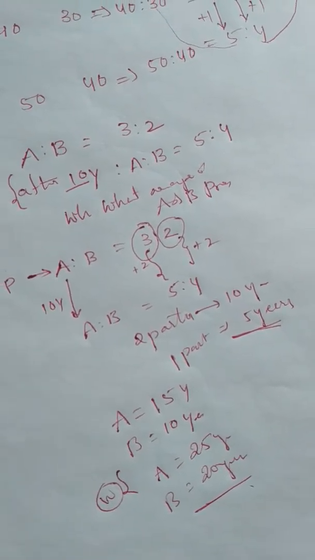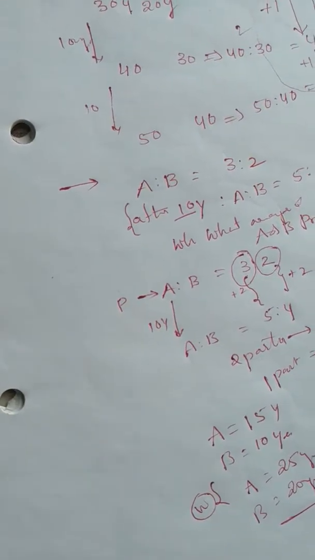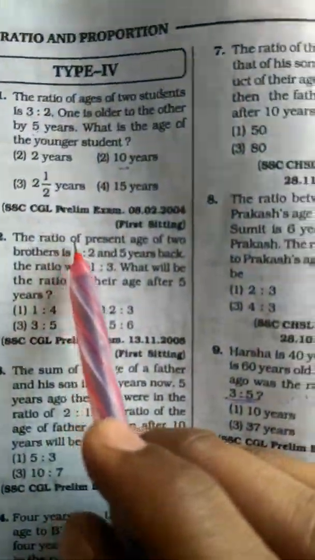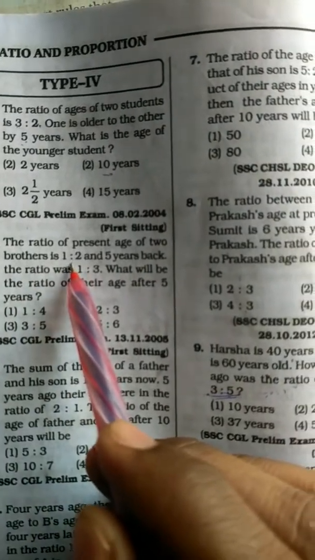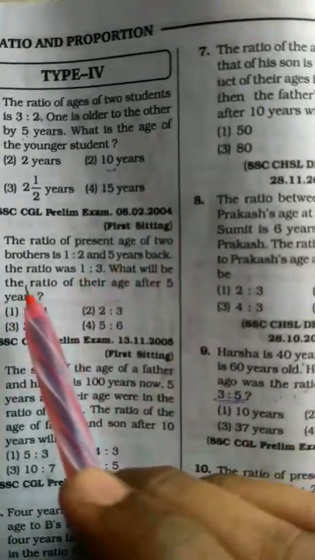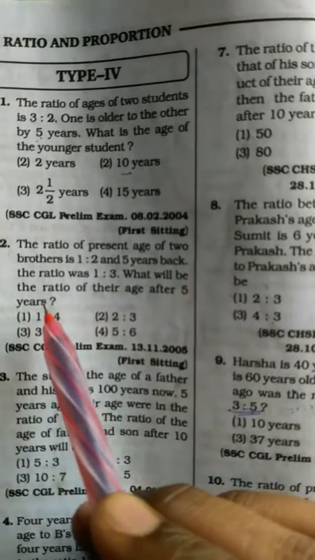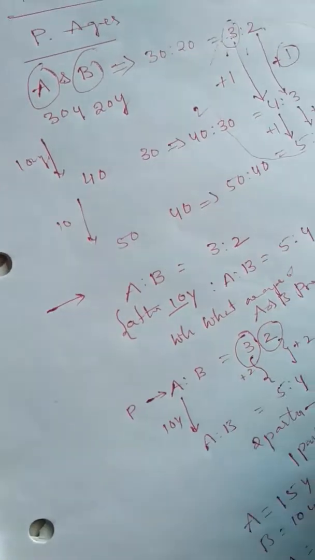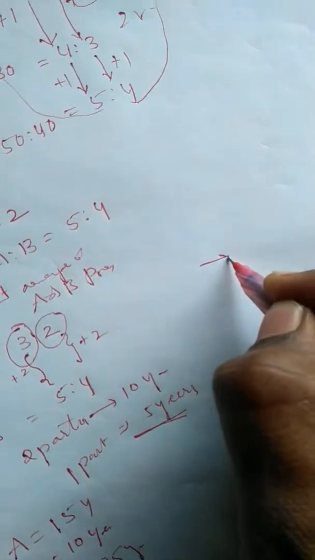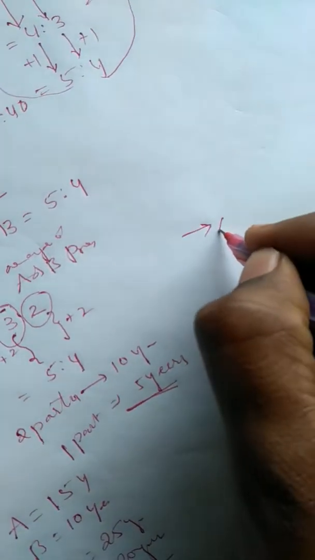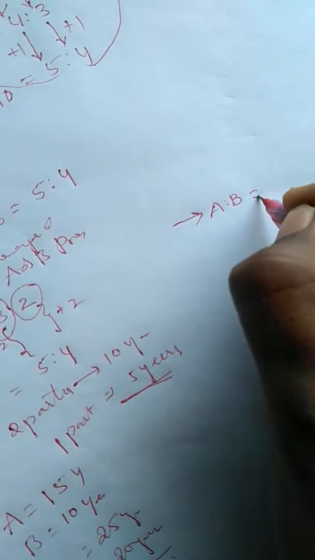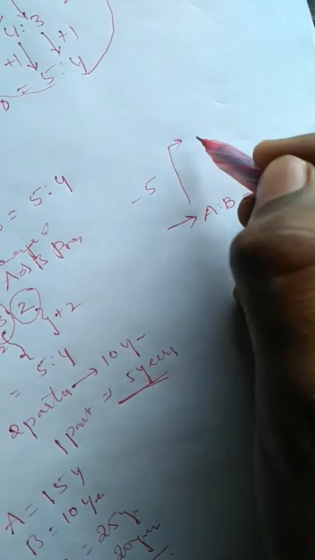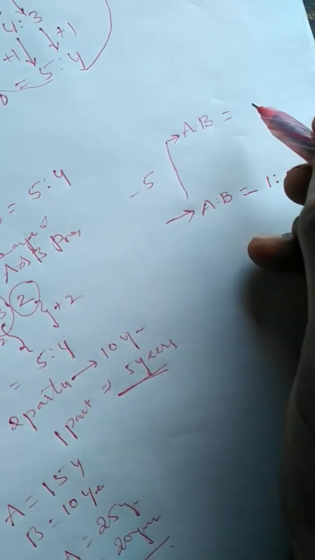Let's take an example which was given previously in the SSC CGL paper. This is the question: the ratio of the present ages of two brothers is 1 to 2, and 5 years back the ratio was 1 to 3. What will be the ratio of their ages after 5 years? Guys, better to follow this trick. Let's take the brothers A and B. The present ratio is 1 to 2. Five years back, the ratio of their ages was 1 to 3.